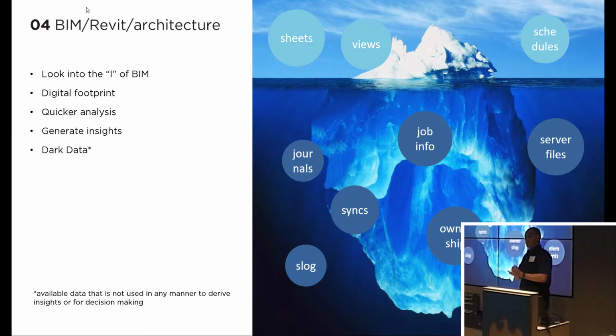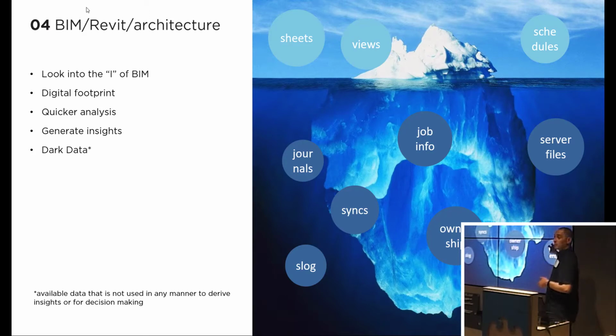We have syncs. When people are working, provided they're working on a workshared model, you need to sync. You get a timestamp, who synced and when. You get the slog file from Revit, which tracks everything that is being done in the model. So you have the ownership, who checked out which elements, who checked in which elements.